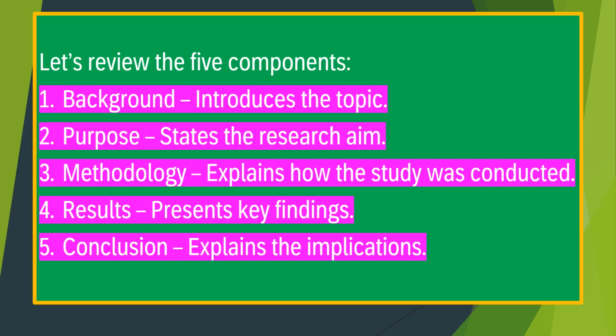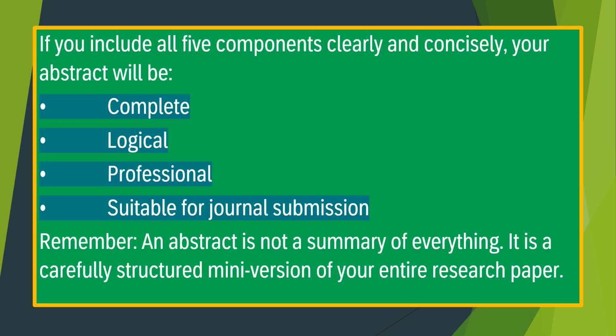Let's review the 5 components. 1. Background, introduces the topic. 2. Purpose, states the research aim. 3. Methodology, explains how the study was conducted. 4. Results, presents key findings. 5. Conclusion, explains the implications. If you include all 5 components clearly and concisely, your abstract will be complete, logical, professional, suitable for journal submission.